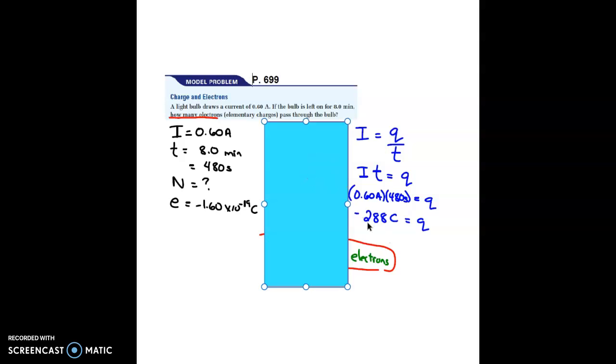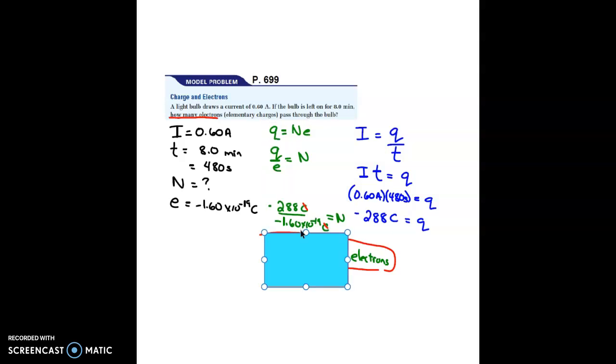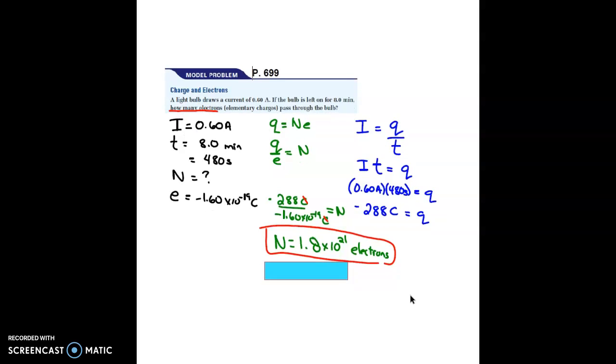Then we take that number and plug it into Q equals N e, the formula that we just used. We rearrange to solve for N. Now we have negative 288 coulombs divided by negative 1.60 times 10 to the negative 19 coulombs. N has no unit. This is how many electrons are passing through. So N equals 1.8 times 10 to the 21. That's how we do that problem, and check out page 699 in your book if you want an explanation, a run-through.